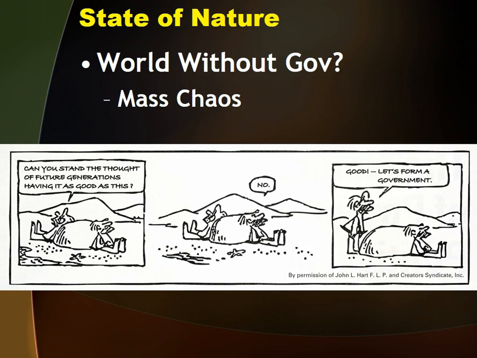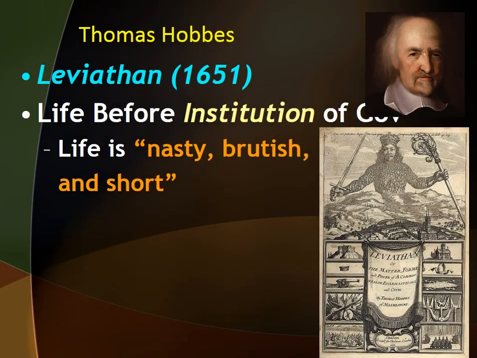In a state of absolute freedom, we know that yes, we may be free, but we're always looking over our shoulder, always worrying about whether or not somebody is going to hurt or harm us. So Thomas Hobbes was one of the early Enlightenment thinkers who influenced the American government.